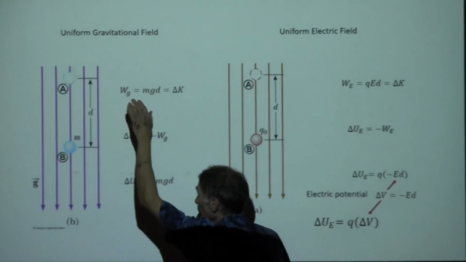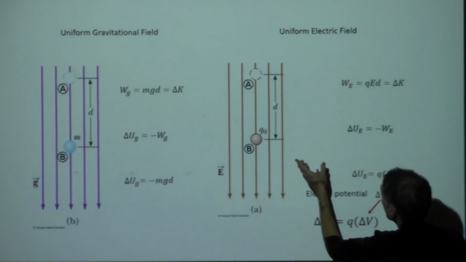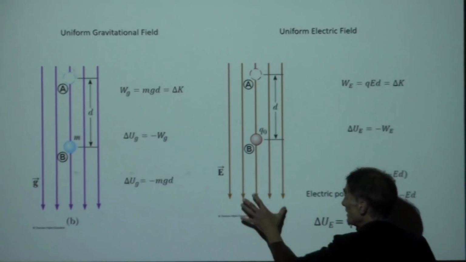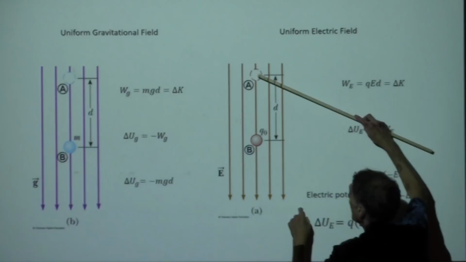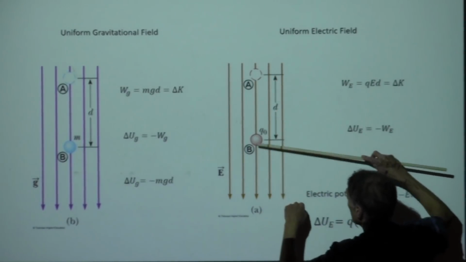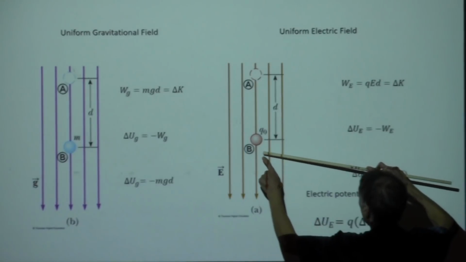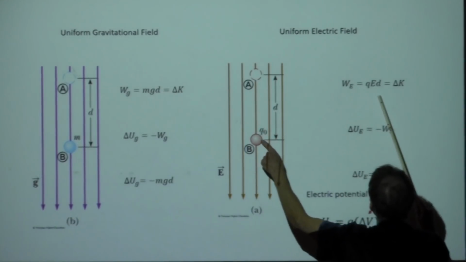That's the change going from high to low. And something similar applies with the electric force. If instead of gravity we've got the electric field and we put a charge here, if it's a positive charge, it's going to move in the direction of the electric field. It's going to accelerate, going to pick up kinetic energy. The work the electric field does is positive.